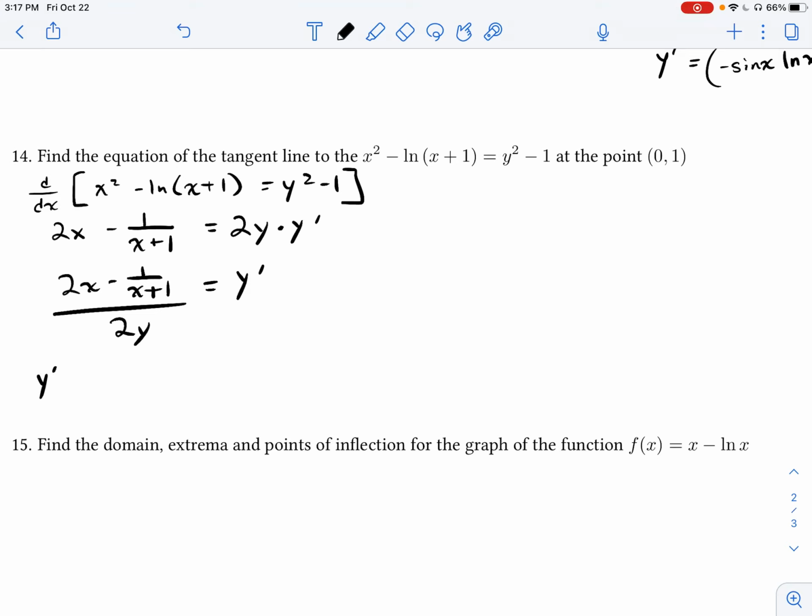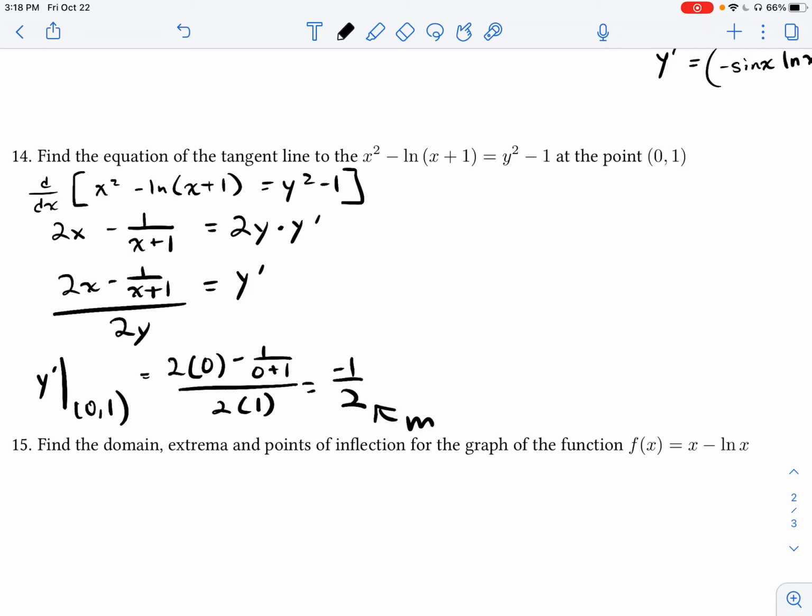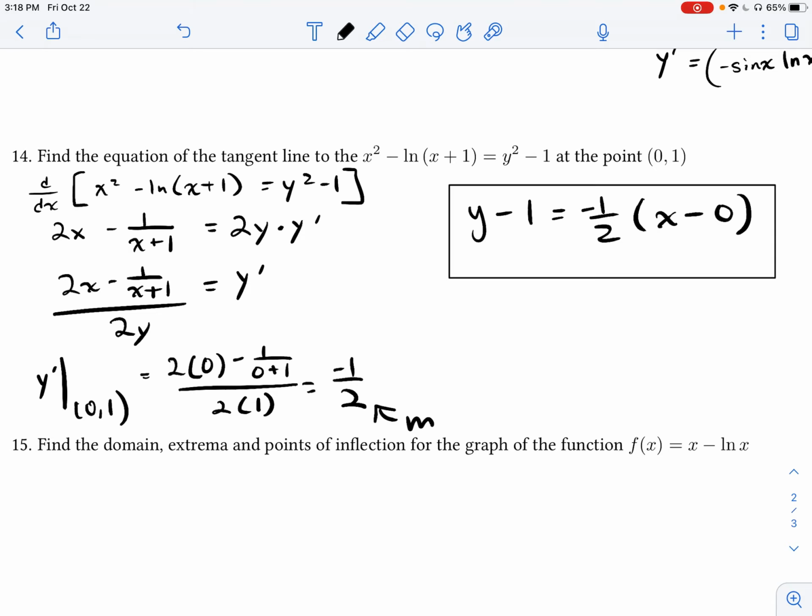Now I want to evaluate this implicit derivative at the point (0, 1) to find the slope at that point. So this would be 2 times 0 minus 1 over 0 plus 1, all of that over 2. So this is going to be negative 1/2. This represents my slope. Now I can write y minus my y value, which is 1, is equal to negative 1/2 times x minus my x value, 0 here. So there's the equation of my tangent line.